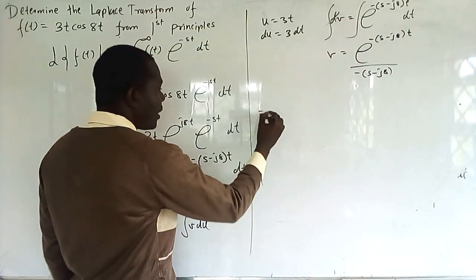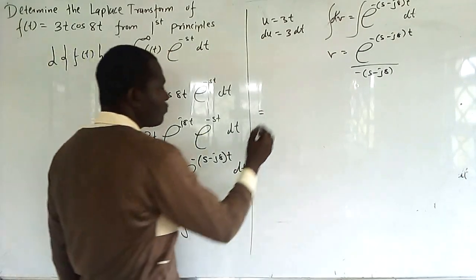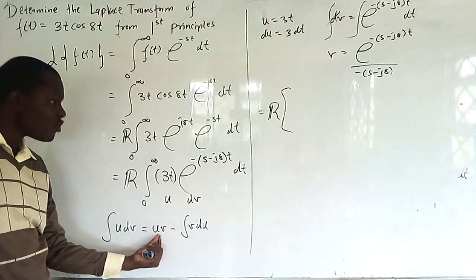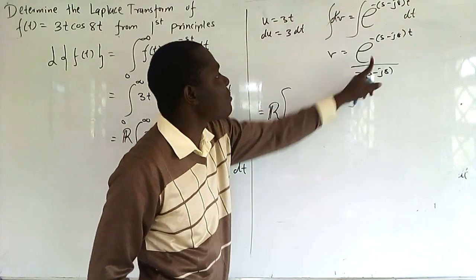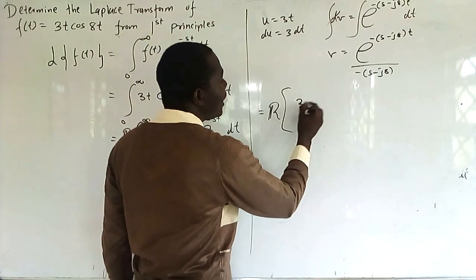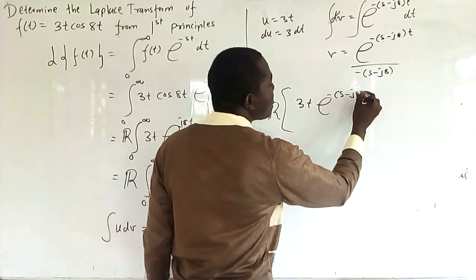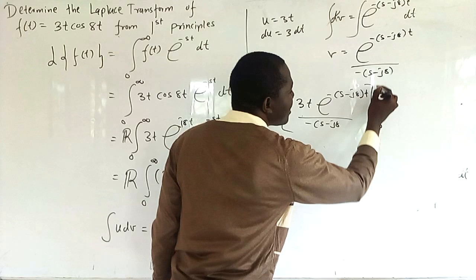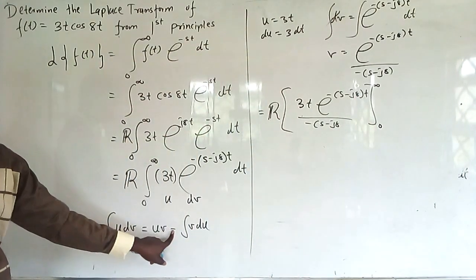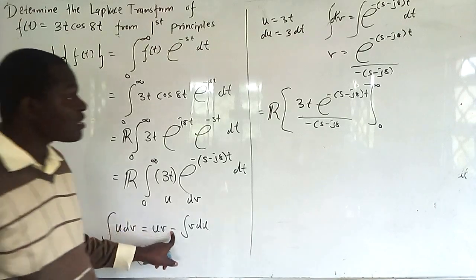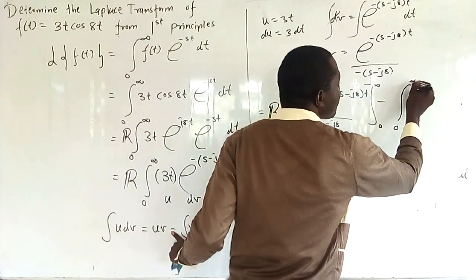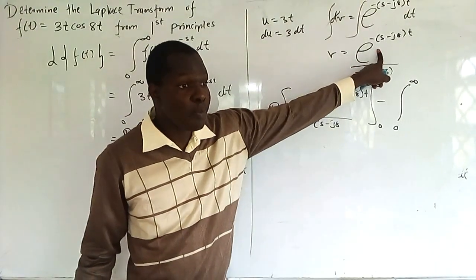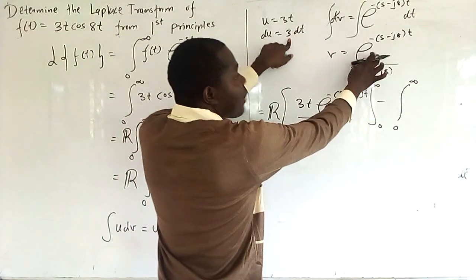So we now have the real part of, in brackets, the integral of u dv, we found it is uv, u times v, this times this, isn't it? So it is 3t e^(-(s-ja)t) over negative (s minus ja). That is the first part, from 0 to infinity, isn't it? You substituted that. Yes. u times v, then minus the integral from 0 to infinity of v du, isn't it? What is your v? Your v is this, isn't it? Yes. And your du is this, so it is this times this, isn't it?